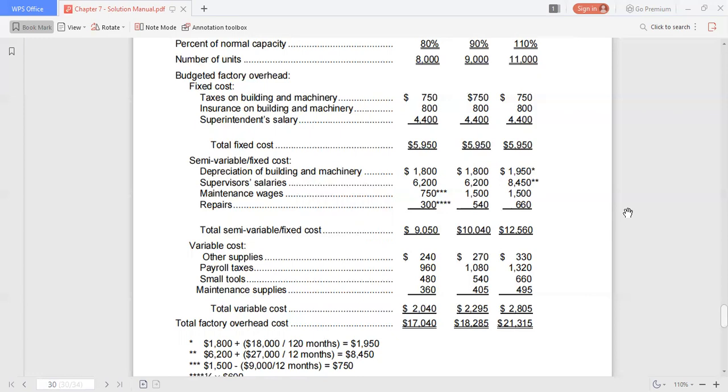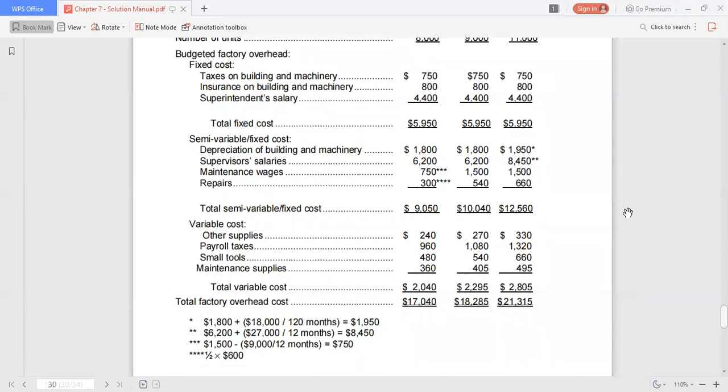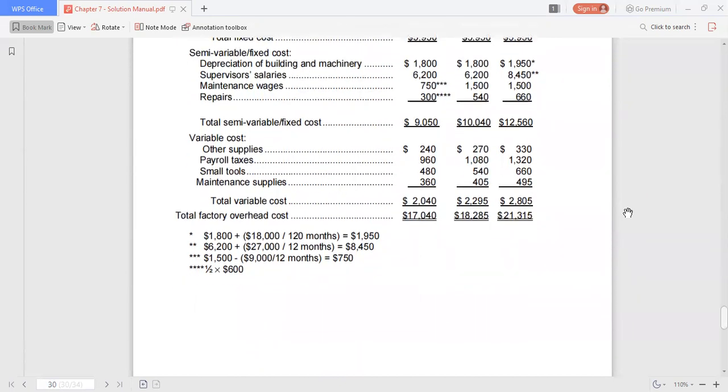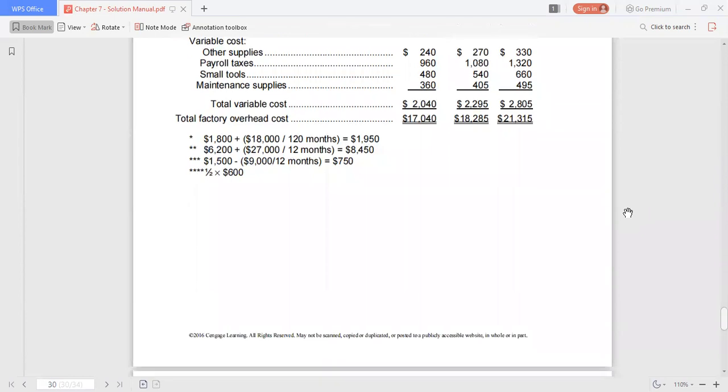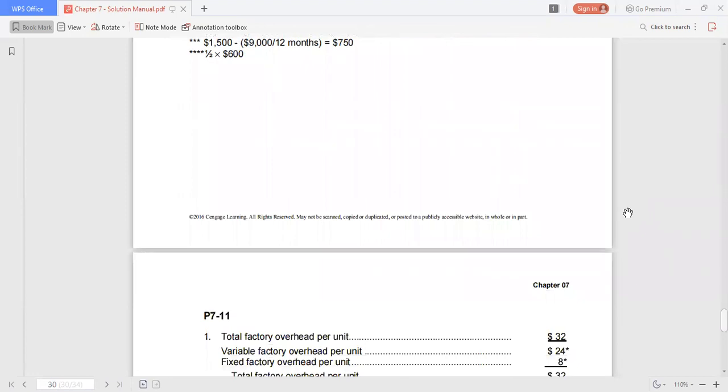Then for 1,500 we are going to deduct 9,000 divided by 12 months. So we now get the result of 750, and the last 1/2 times 600. Okay, total factory overhead cost: 17,040, 18,285, and 21,315 for 7-10 requirement number 2.